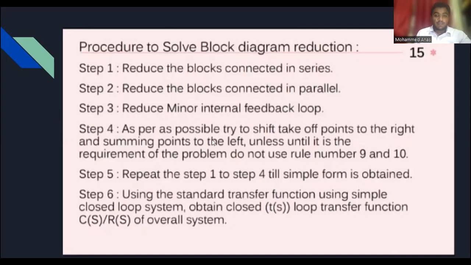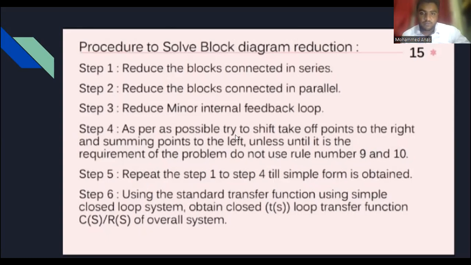Step 4, as far as possible, try to shift the takeoff point to the right and the summing point to the left. Unless it is a requirement of the problem, do not use rules number 9 and 10. But if the requirement is there, we have to use them. Step 5, repeat steps 1 to 4 till a simple form is obtained.